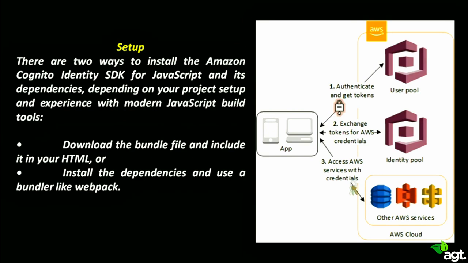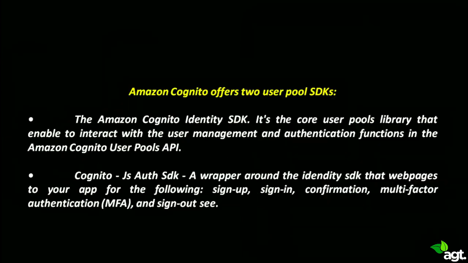There are two ways to install the Amazon Cognito Identity SDK for JavaScript and its dependencies. Depending on your project setup and experience with modern JavaScript build tools, download the bundle file from npm and include it in your HTML, or install the dependencies with a bundler like Webpack. This is sample code, and installing using a separate JavaScript file is also available here.